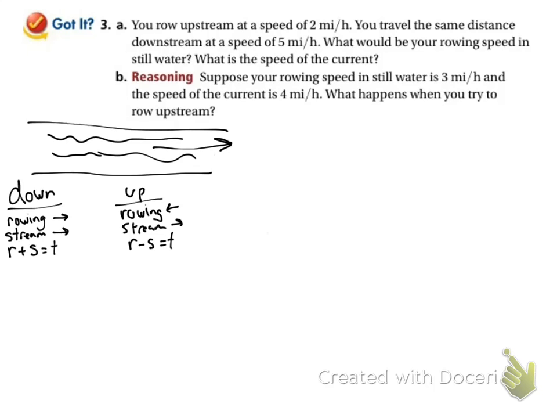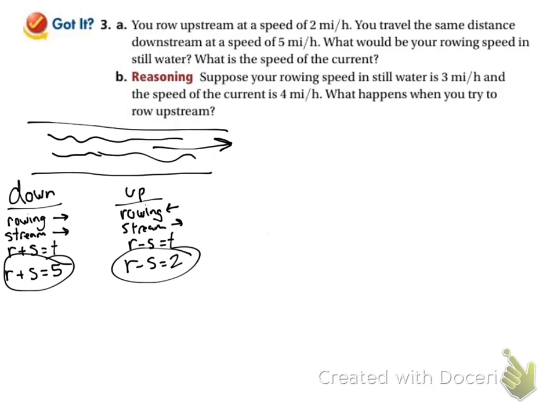And our problem says that when you're rowing upstream, you get a speed of 2 miles per hour. So this is R minus S equals 2. And when you're rowing downstream, you have a speed of 5 miles per hour. So R plus S equals 5. So here are my two equations. It looks to me like elimination is going to be our best option.